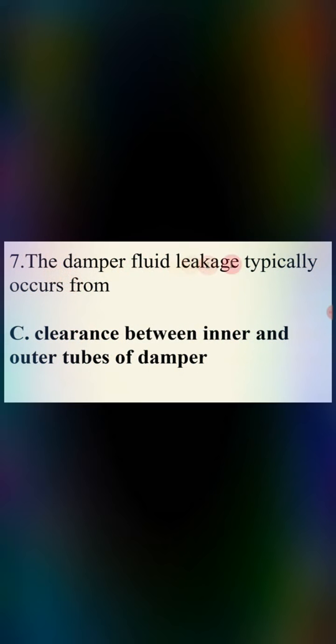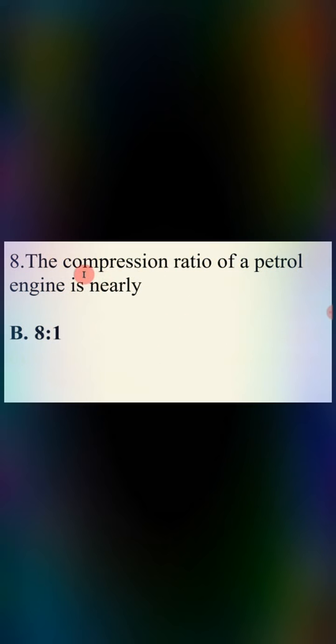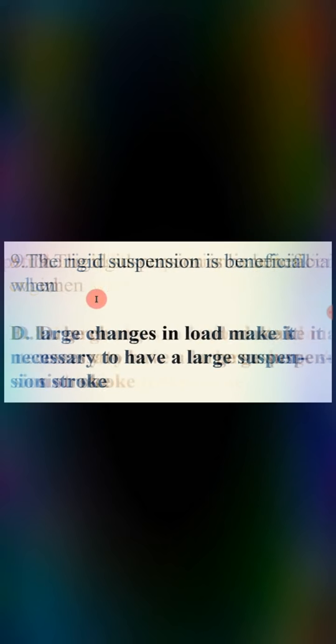The damper fluid leakage typically occurs from clearance between inner and outer tubes of damper. The compression ratio of petrol engine is nearly 8:1. So remember 8:1 is the compression ratio of petrol engine.